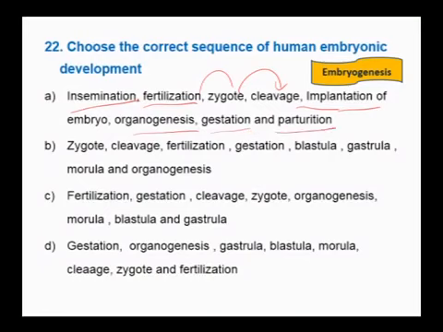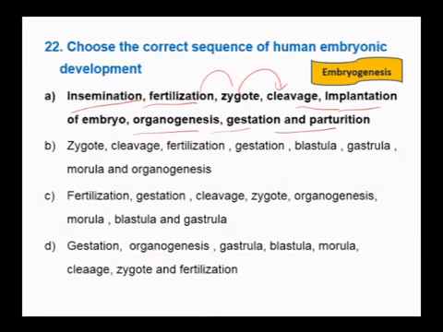After the gestation period, childbirth. Since insemination is the beginning, we can predict the order. So therefore the right option is A.